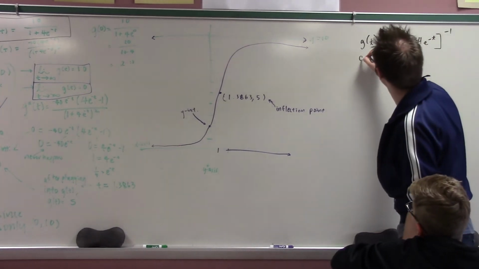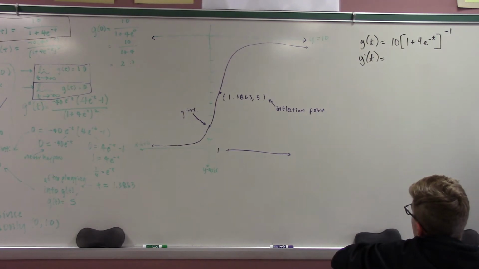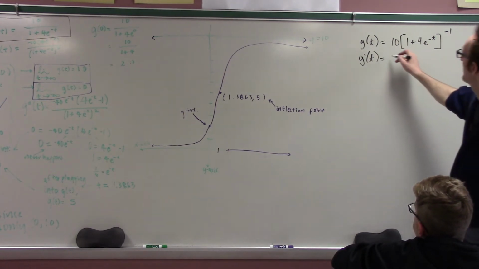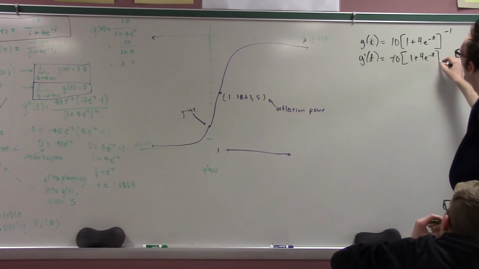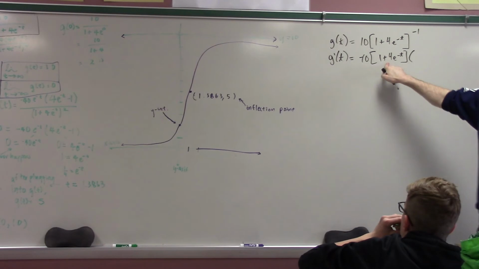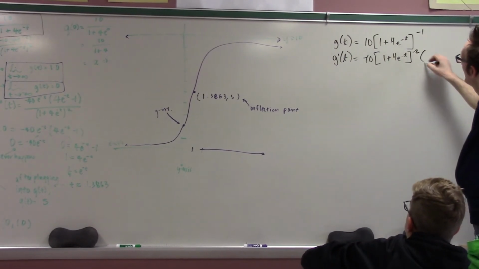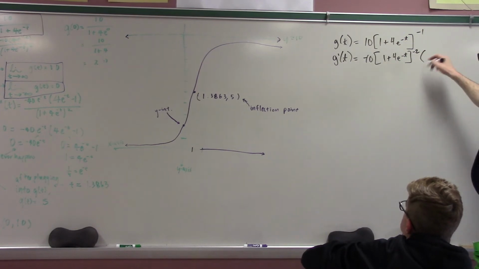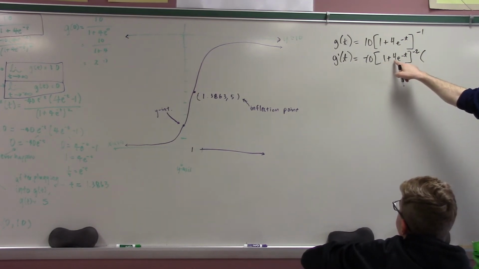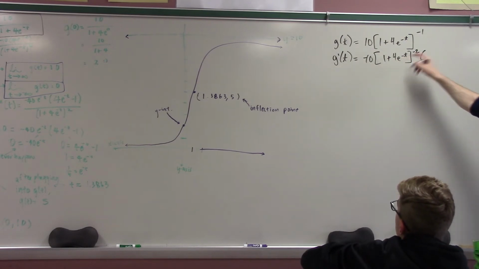Doing the quotient rule is kind of silly. She did the reciprocal rule, which is pretty much the same thing. So if you differentiate this, what do you get? You get -10 times (1 plus 4e to the -t) to the -2, times the derivative of the inside, 1 plus 4e to the -t. The derivative of 1 is 0. The derivative of 4e to the -t is 4e to the -t times the derivative of the inside, -1.